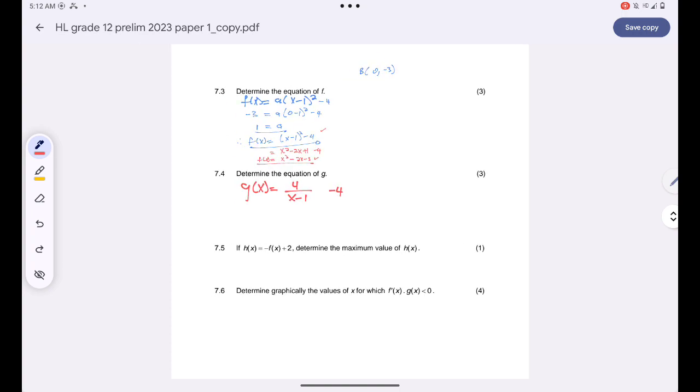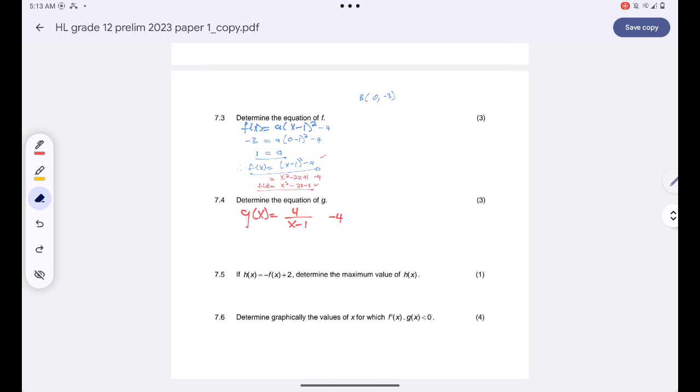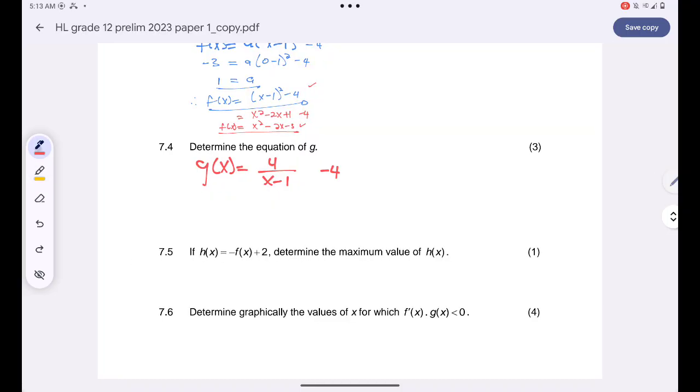Then now we are told that h of x, we will be able to find h of x if we reflect the graph of f of x on the x-axis, number 1, and then translate it 2 units up. Okay, they want us to determine the maximum value of f of x. Since you know, guys, the minimum value of f of x was at point A, right? Point A was just 1 and negative 4.